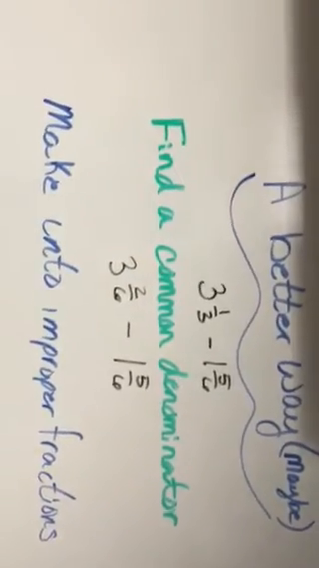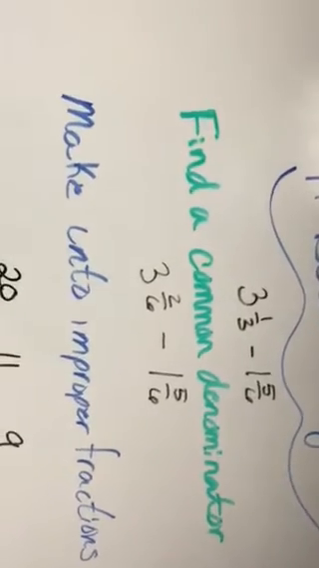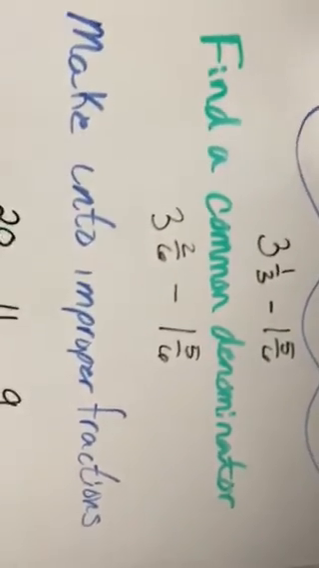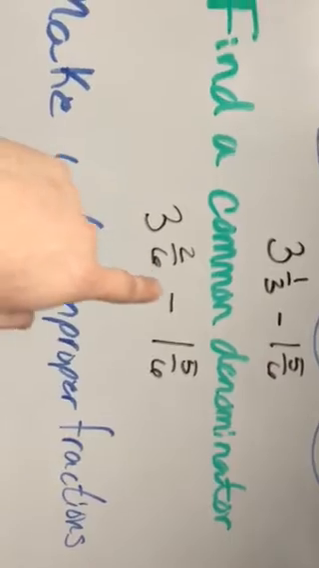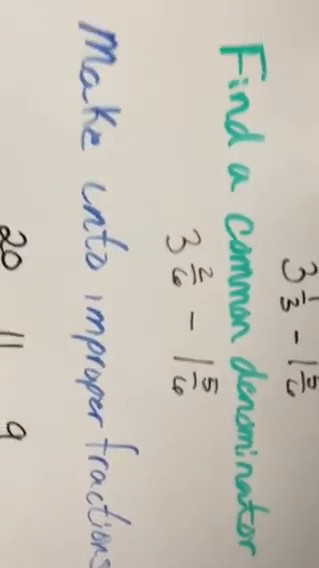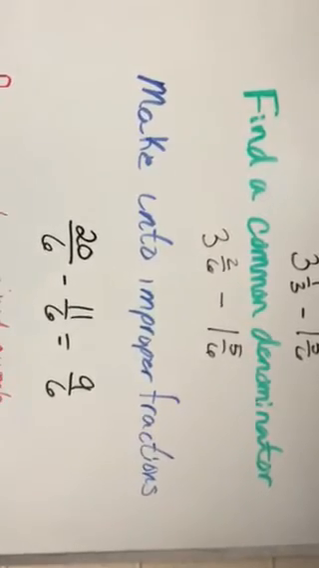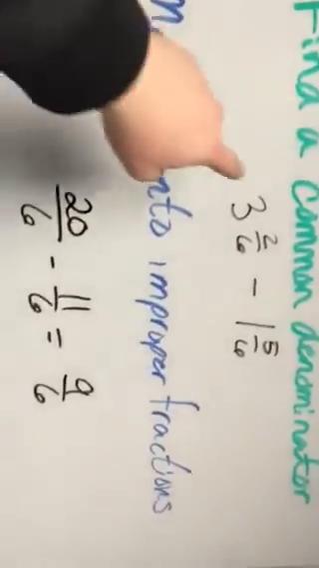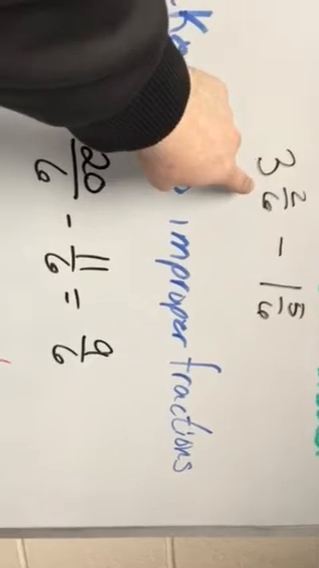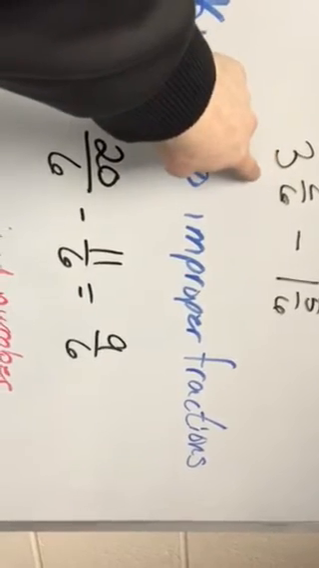So first we start out by finding a common denominator. We already did that. We found that it was 6. So I change it to 3 2/6 minus 1 5/6. This is where it gets different. In step 2, we're going to make it into improper fractions. To do that, I multiply my whole numbers times my denominator. 3 times 6 is 18.